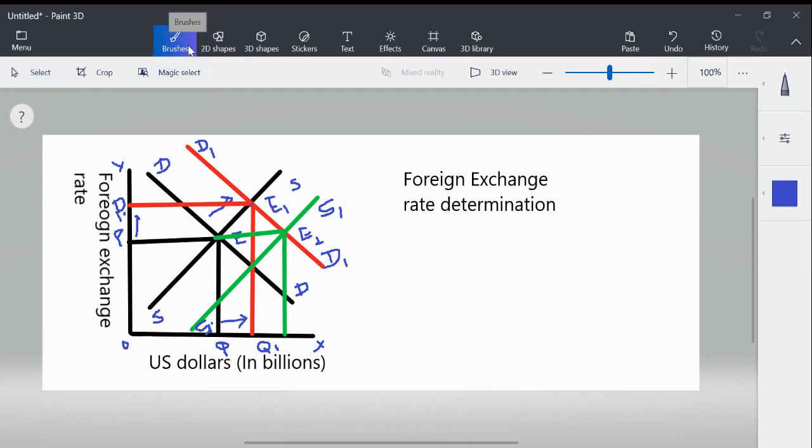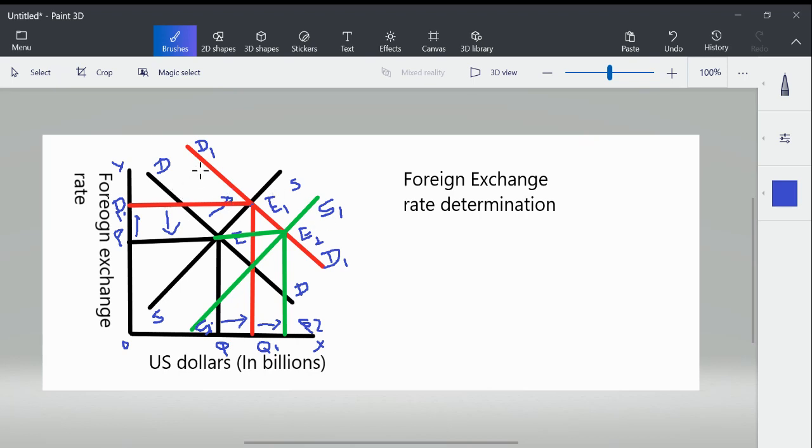Now what do we see? We see that the quantity definitely has increased because the demand and supply both have increased. So the quantity definitely has shifted from Q1 to Q2. But what about the exchange rate? The exchange rate has come down to the original point, from P1 to P. Why is it so? Because demand and supply have increased in the same proportion. The increase in demand is now matching with the increase in supply.